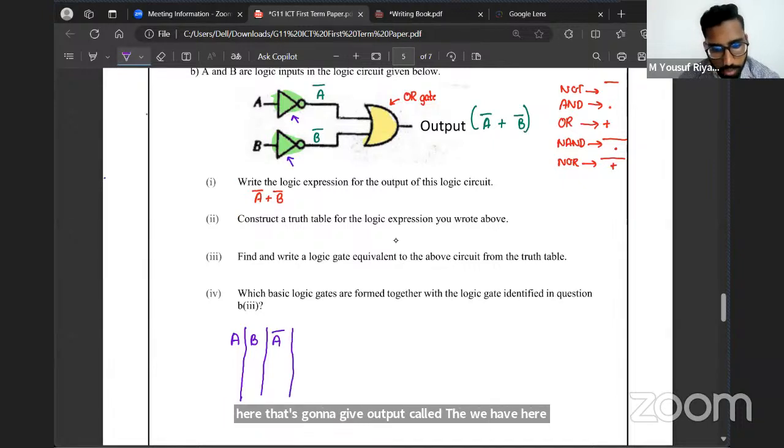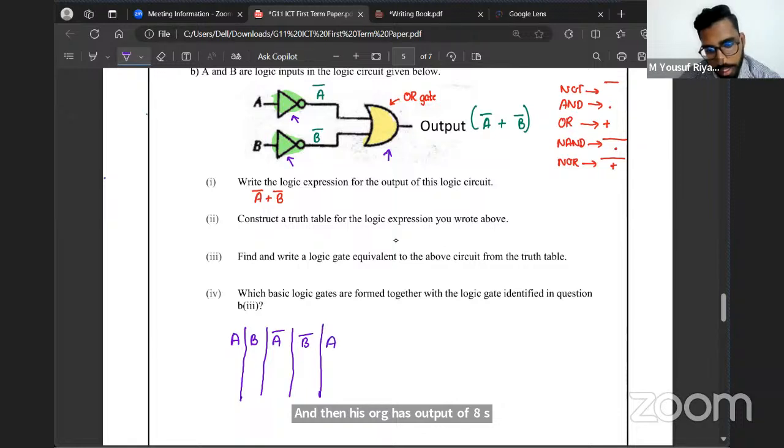So I'm going to write another column called B dash. And then this OR gate has output of A dash plus B dash. So I'm going to write here A dash plus B dash. I'm going to fill this truth table.